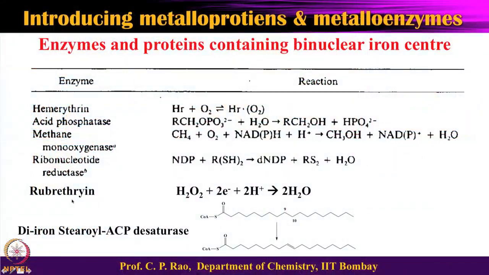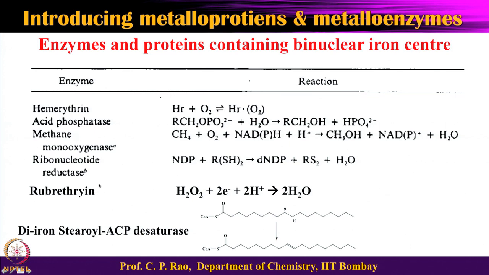And then let us look at ribritrin. Ribritrin catalyzes the breakdown of hydrogen peroxide, and hydrogen peroxide is generated by the enzyme superoxide dismutase. One product is water, one is oxygen, the other is H2O2, and the H2O2 is further broken down to water, and you can also call it a catalase. So, ribritrin gives a catalase kind of activity, and this is also di-iron. We will look at the details.